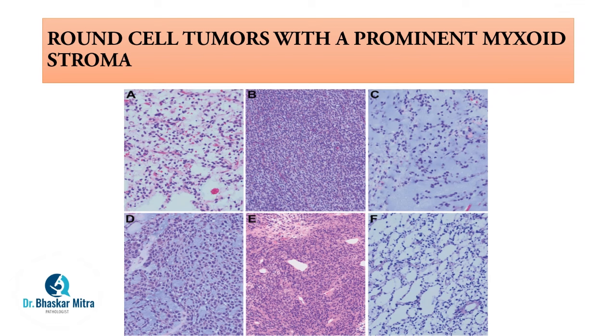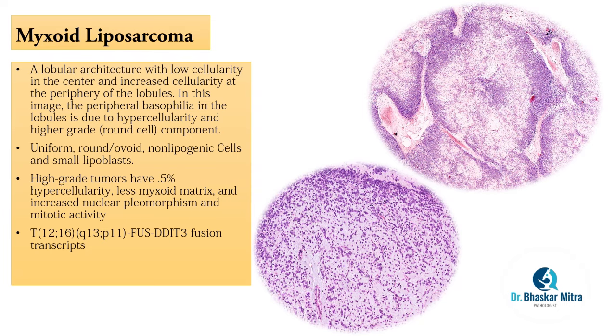So after that, we are now moving to the next category. It's the round cell tumors with a prominent myxoid stroma. In the picture I have shown the small round cell component, and around that there is a variable amount of myxoid stroma. Here comes the myxoid liposarcoma, which shows a typical lobular architecture with low cellularity at the center and increased cellularity at the periphery of the lobules. In this image, the peripheral basophilia in the lobules is due to the hypercellularity of these tumors.